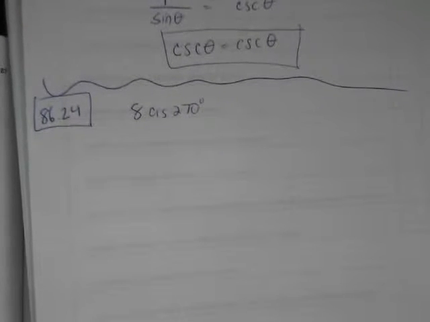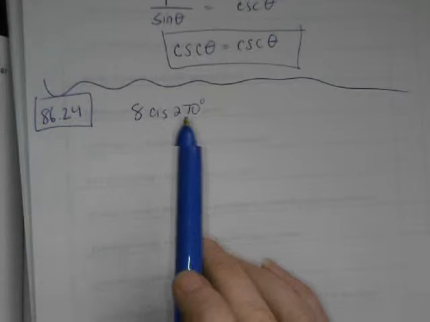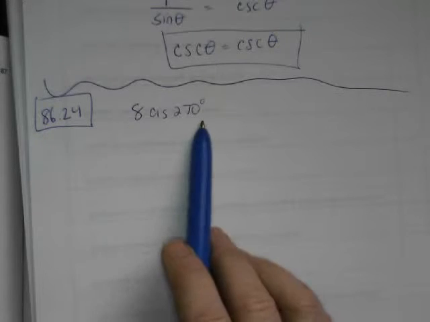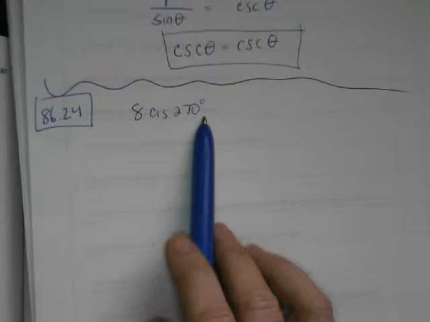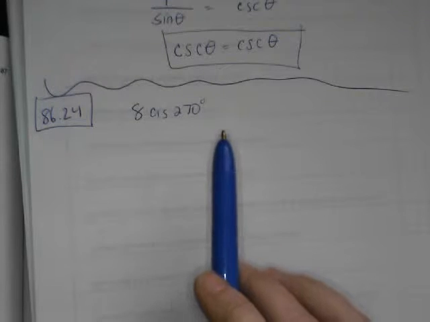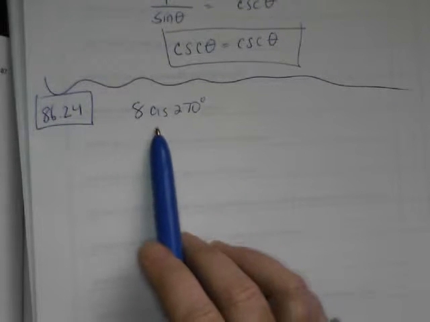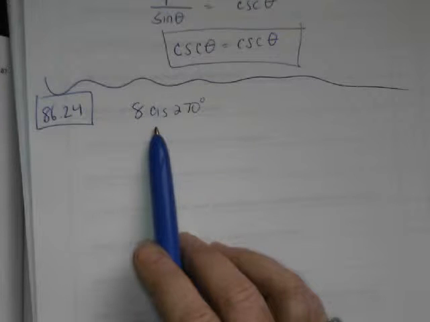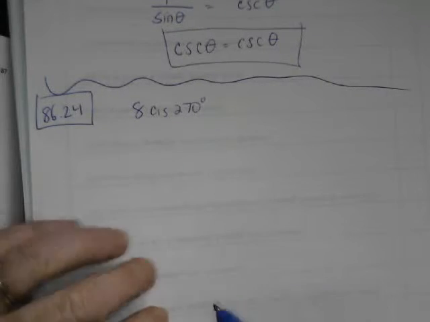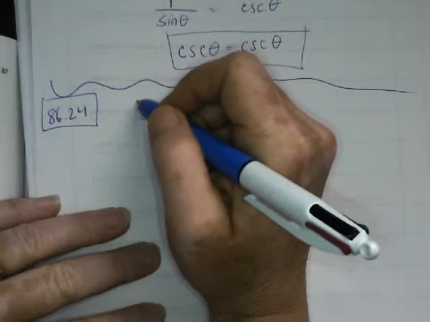This is lesson 86, number 24. I'm being asked to find the 3 cube roots of this and give exact answers. Do they want it in rectangular? Let's see. Yeah, they want it in rectangular form. And that's okay, we can do it.